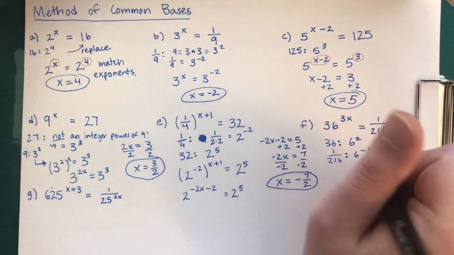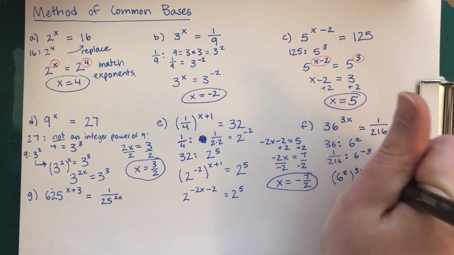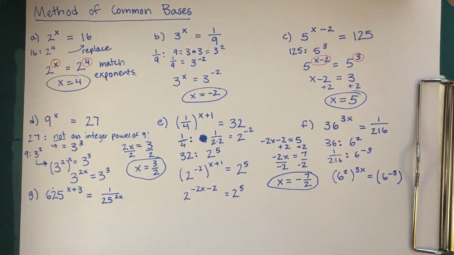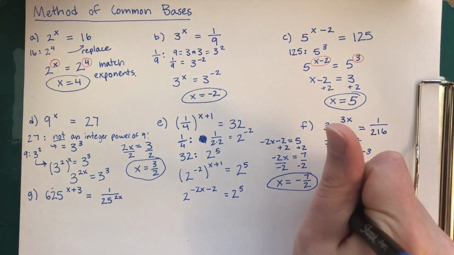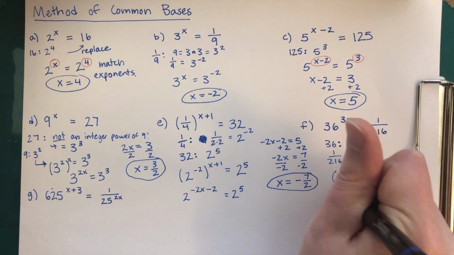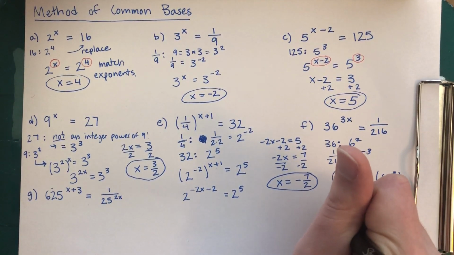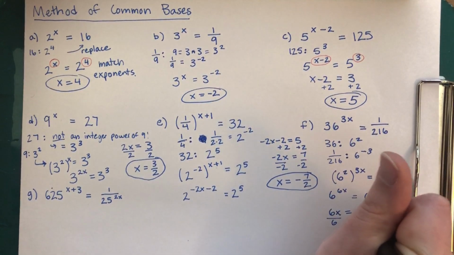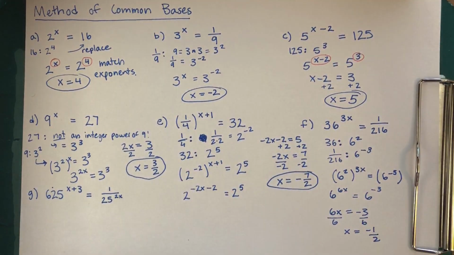Now I'm going to turn 36 into 6 squared. Six to the negative 3. There we go. I probably didn't really need these parentheses, but they don't hurt. Now I'm going to multiply these two layers like we got used to. So I have 6 to the 6x equals 6 to the negative 3. Now I can match the exponents and find that 6x must be equal to negative 3. Divide both sides by 6. X equals negative 1/2. There we go.